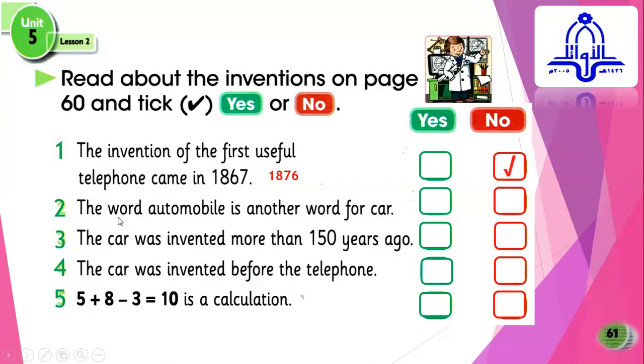Number 2, the word automobile is another word for car. The word automobile is another word, another meaning, for the word car. This statement is correct, so we should click on yes.